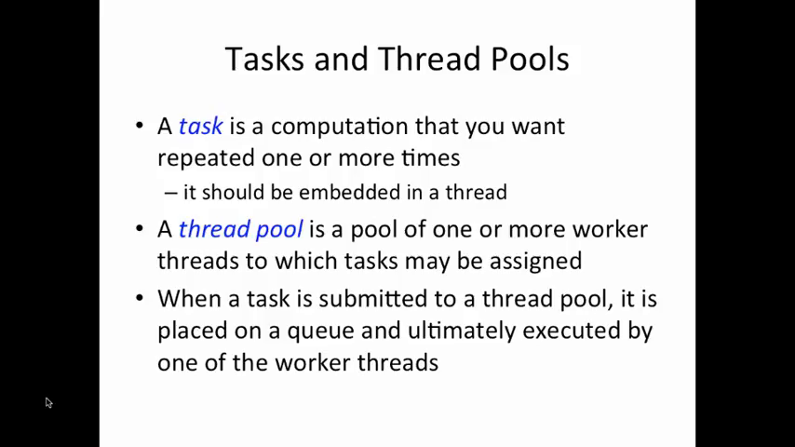And then what you're going to do is pass it off to a thread pool. A thread pool is a pool of one or more worker threads to which tasks may be assigned. So when we submit a task to a thread pool, it's placed on the queue, and it's ultimately executed by one of the worker threads when they become available. Now, one issue with these thread pools is that the threads aren't preemptible. If a thread sleeps for 2 milliseconds, it hogs that worker thread. It does not release the worker thread.